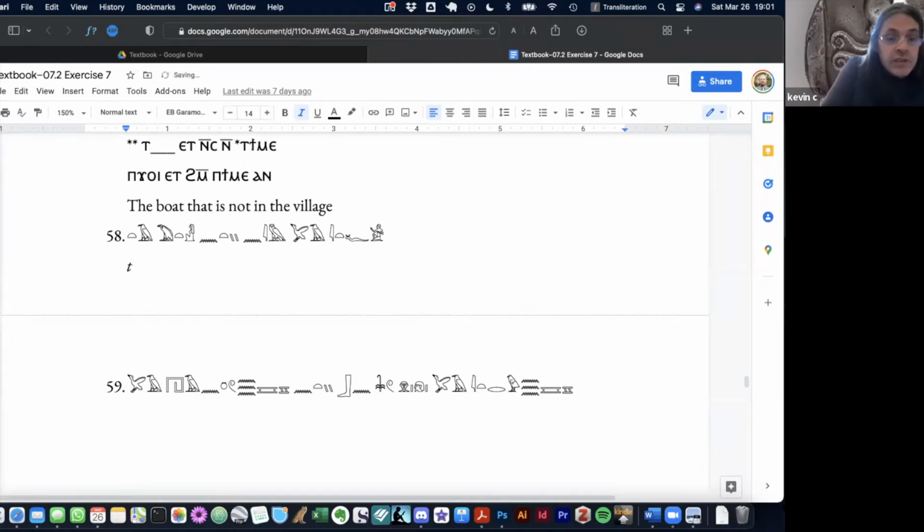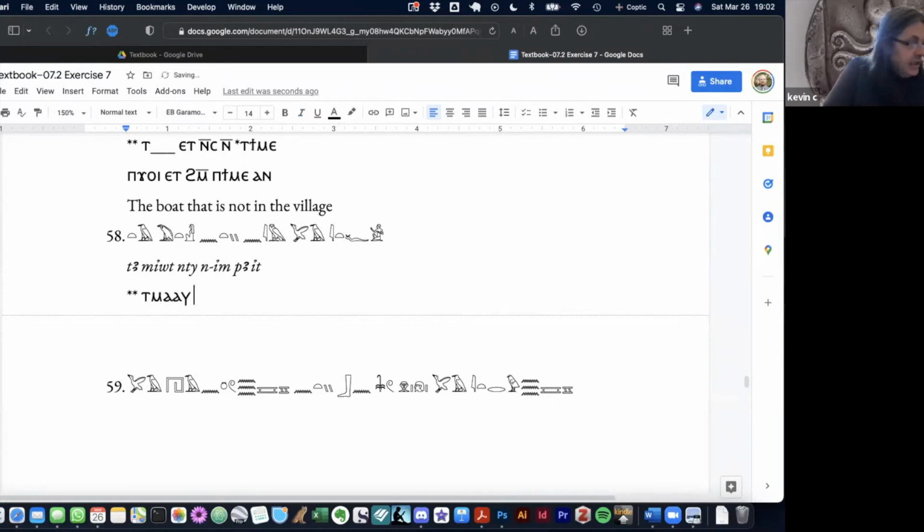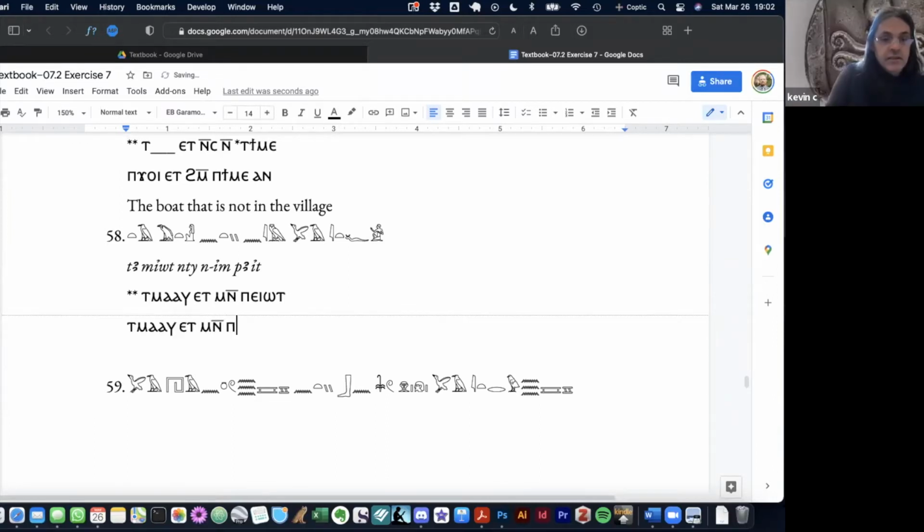To moot neti n im pa it. Okay. And then our hieratic Coptic. That's got to be tamau et men peyot. Yeah. And this is another one of those great cases where it's correct Coptic naturally. Yeah, it's already good Coptic.